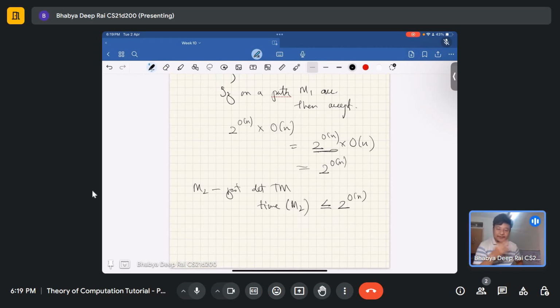Why? Because if this was not the case, and let's say the running time of M2 was greater than 2 to the order n, but then I gave you a Turing machine that computes the same language which takes only 2 to the order n time. And your supposedly fastest Turing machine takes more than 2 to the order n time. But how can it be faster that way? How can it be the fastest Turing machine then?